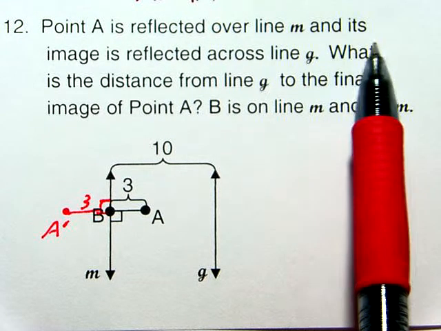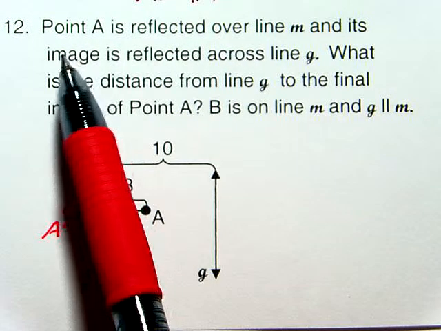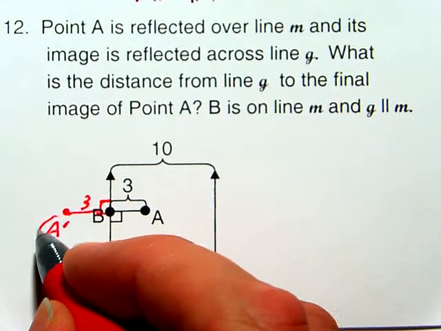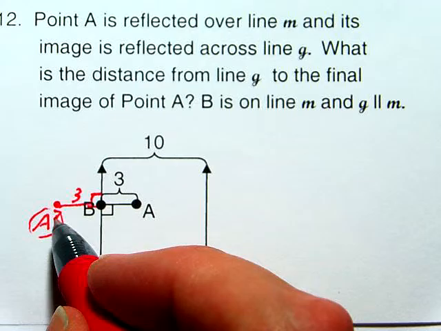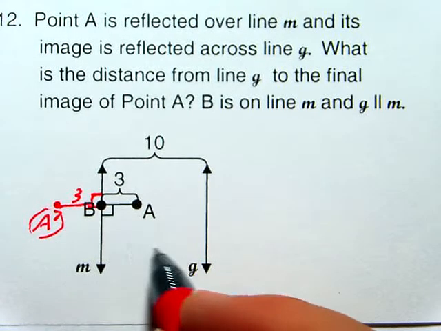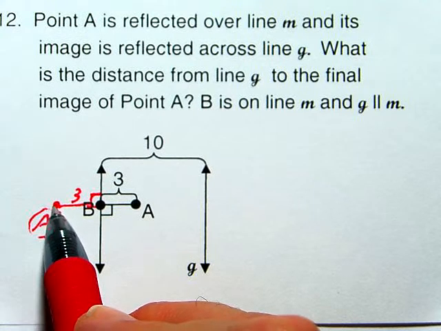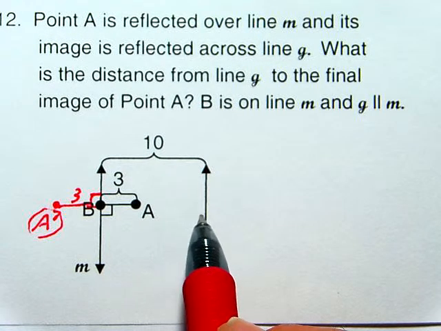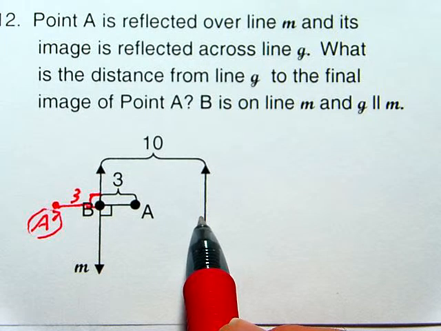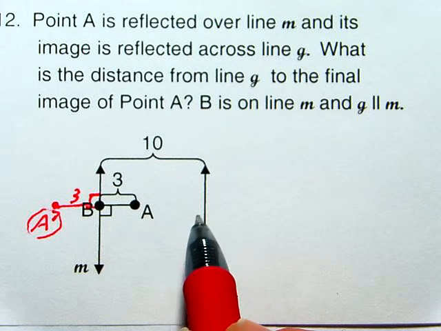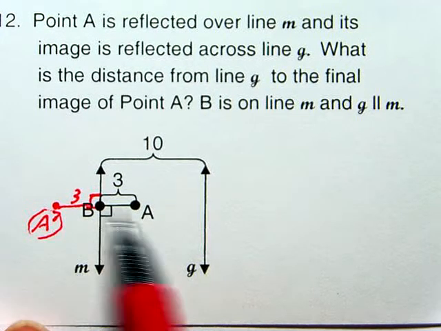And its image is reflected across line G. What do they mean by its image? They mean A prime. So its image, meaning A prime, is now reflected across line G. So we are reflecting this point in red across this line here, line G. And we've got to determine what is the distance from line G to the final image of point A. So let's go ahead and reflect point A over line G.